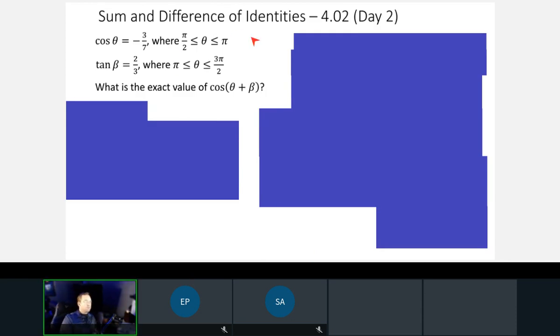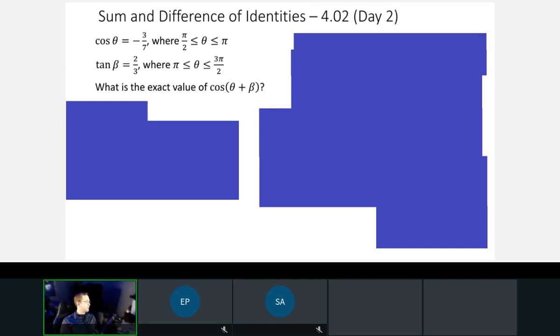Okay, some difference identities. You're given the cosine of the angle is -3/7. Then this says that your angle is greater than or equal to pi/2, but less than or equal to pi. So this is telling you which quadrant you are in. Because we're greater than or equal to pi/2, that's 90 degrees, and pi is 180 degrees, this puts us in quadrant number 2.